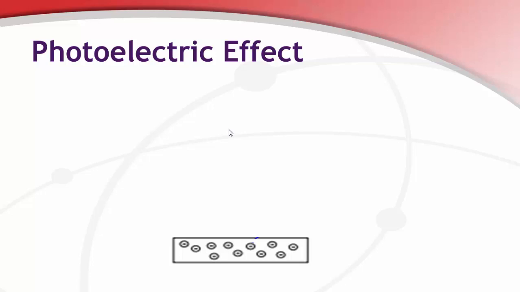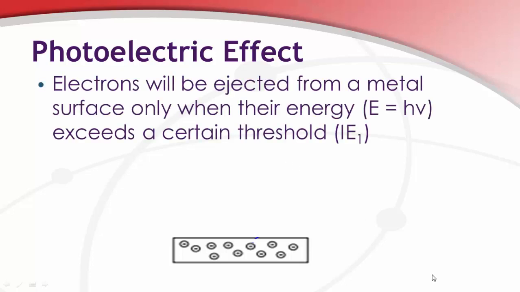And first off, it's good for us to review the photoelectric effect. In the photoelectric effect, electrons are ejected from a metal surface if they're hit by EM waves that have the appropriate energy. If they have enough energy to exceed a certain threshold, the ionization energy for that metal, they'll eject an electron when they hit it. And this is called the photoelectric effect. And of course, it was a key tool in understanding quantum mechanics.